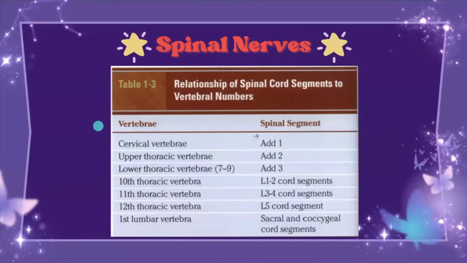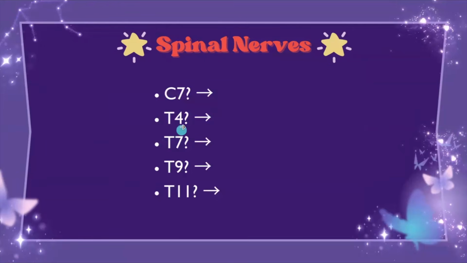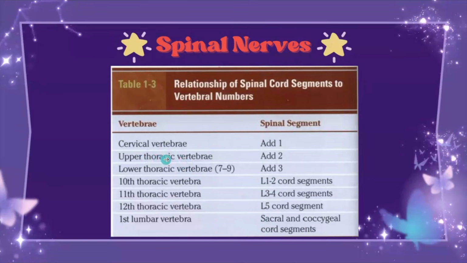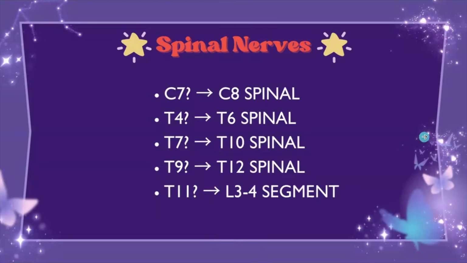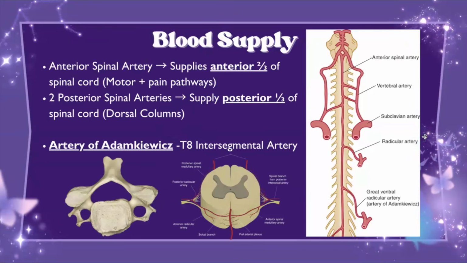So C7, cervical vertebra, you add one. So that's C8, okay? T4, that is an upper thoracic vertebra, so you would add 2. That means it corresponds to the T6 spinal segment. What about T7? You add 3, right? So that corresponds to the T10 spinal segment. T9, you also add 3, so that corresponds to the T12 spinal segment. And lastly, you have T11, that corresponds to the L3 to L4 spinal segment, okay? All right. Now let's talk about the blood supply of the spinal cord.